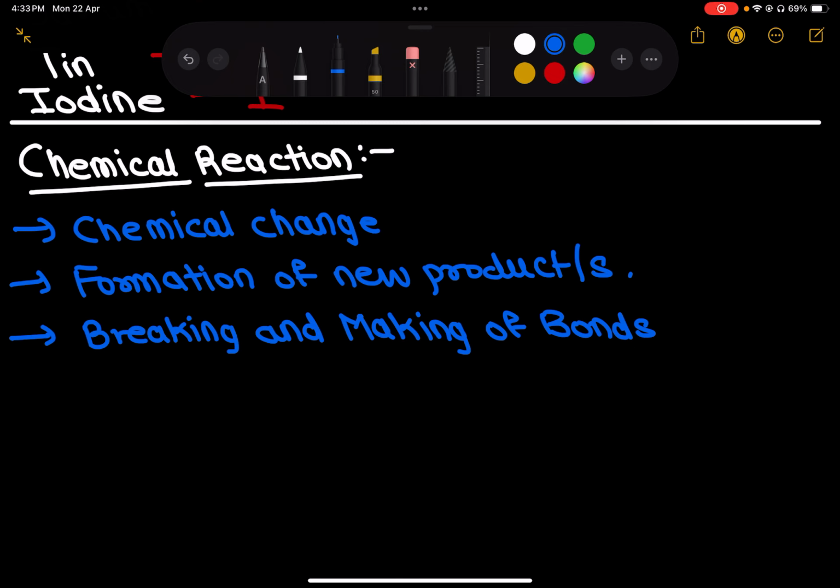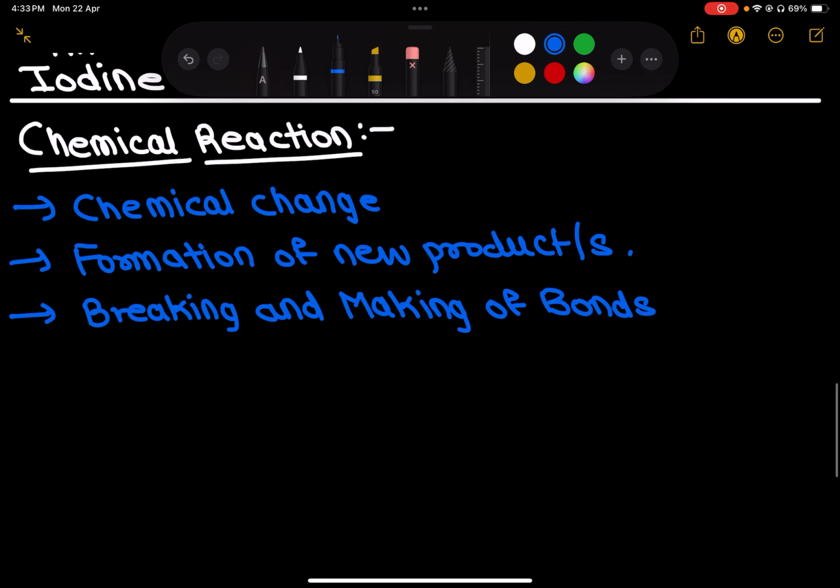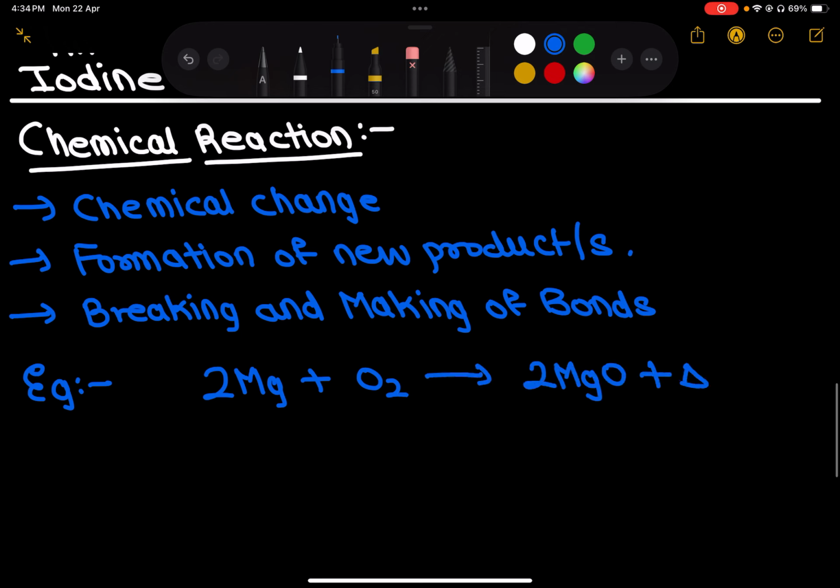Okay, so I hope you understood the 3 points. I'll give you an example. The example here is very easy. 2Mg plus O2 gives 2MgO plus heat plus light. The delta sign is used to denote heat. Here magnesium burns in the presence of oxygen to form magnesium oxide along with the release of heat and light. This is the word form of it.